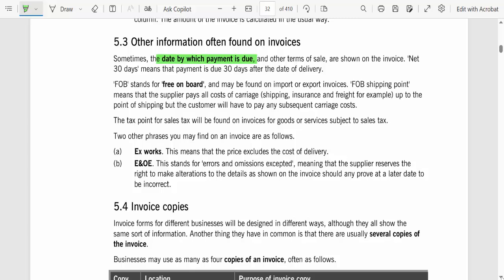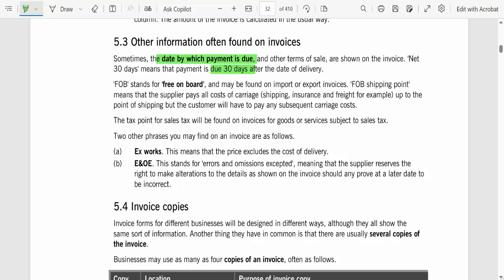The payment due date is the final day by which the buyer is expected to complete payment. Terms of sale refer to conditions set by the seller regarding when and how payment should be made. Example of net 30 days. The term net 30 days is often found on invoices to mean that payment is due within 30 days of the invoice date or delivery date, depending on the agreement.